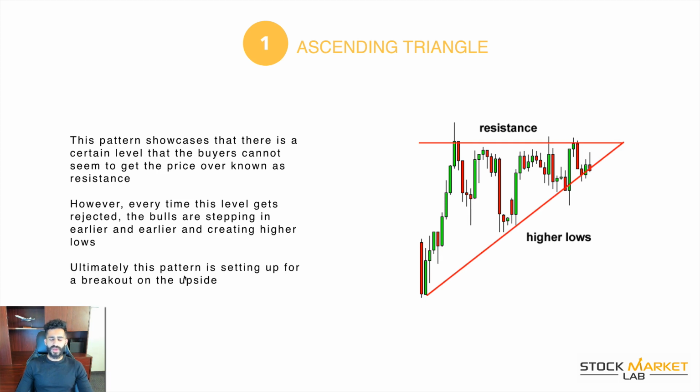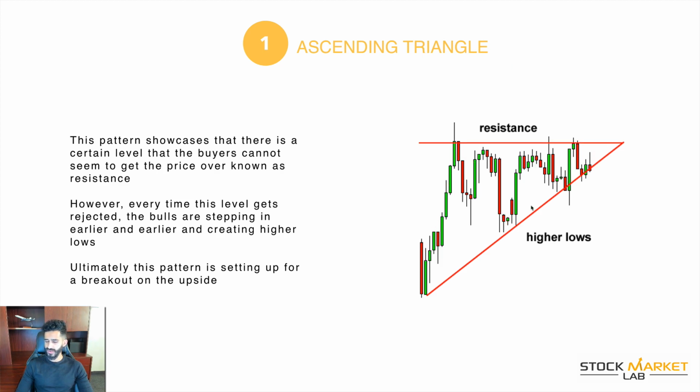Ultimately, this pattern is setting up for a breakout on the upside. The stock goes up, bears reject, bulls step in, bears reject, bulls step in, bears reject. And as it gets closer and closer, there is a very high probability that it may break out and make a big move up. That is the ascending triangle.